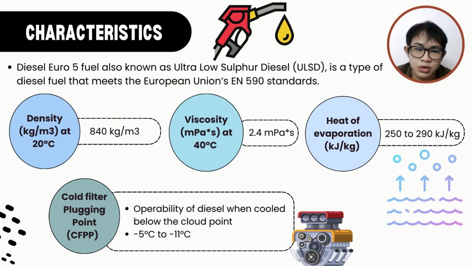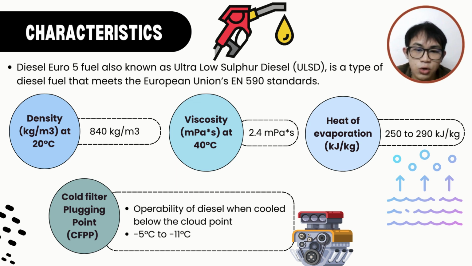diesel fuel that meets the European Union's EN 590 standards. Below are the characteristics of the diesel fuel. First is the density, which is around 840 kg per cubic meter. Second is the viscosity of diesel fuel at 40 degrees Celsius, which is 2.4 millipascal seconds. Third is the heat of evaporation, around 250 to 290 kilojoules per kilogram.